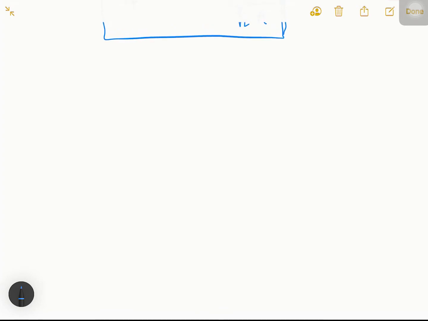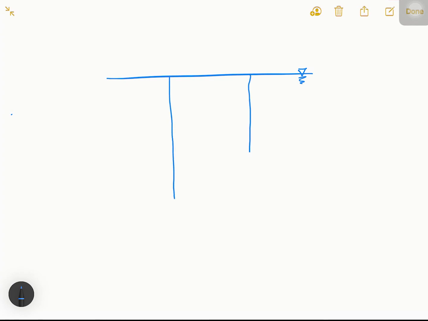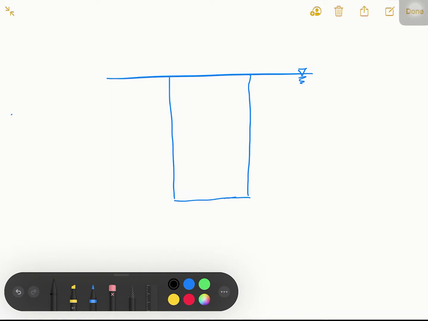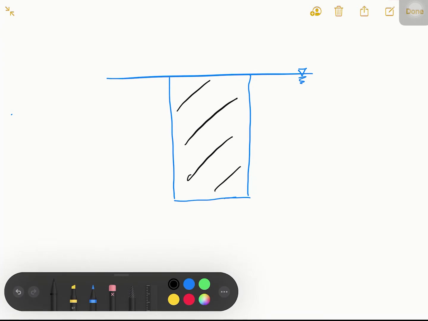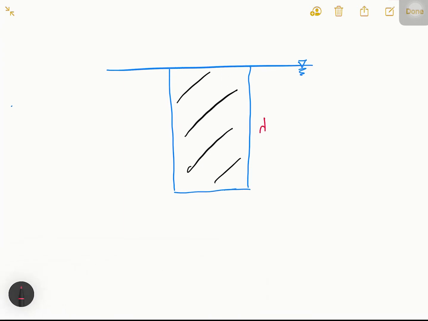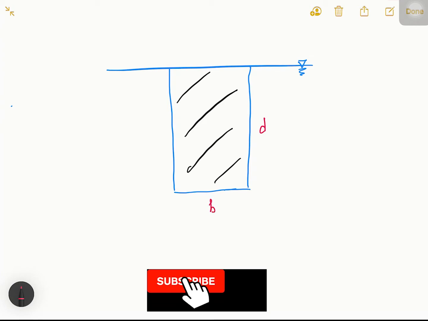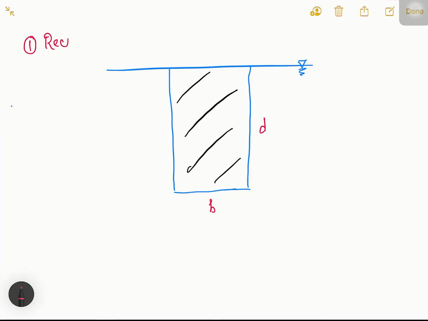So first we have a rectangular surface. I am drawing this: this is a free surface of fluid, and this is your rectangular surface. I request all of you to please take out your notebooks and draw along with me. So this is your vertical plane. In this, the depth or height of the plane is d, and the width is small b. This is your first case, the rectangular plane.